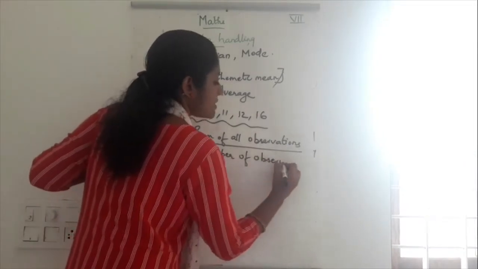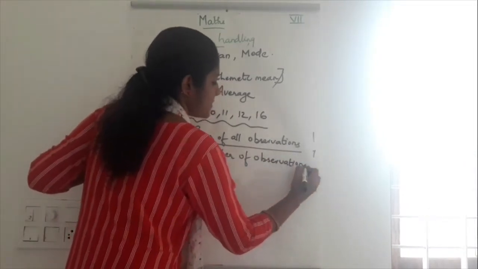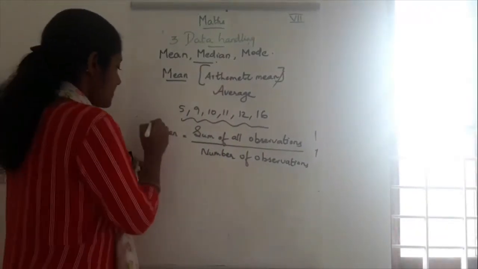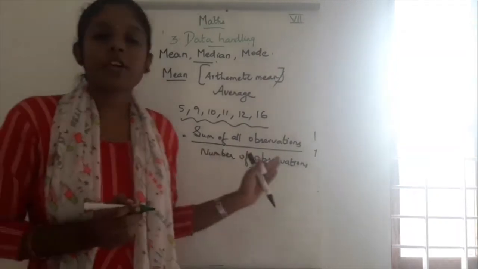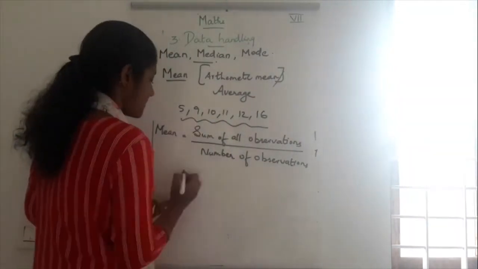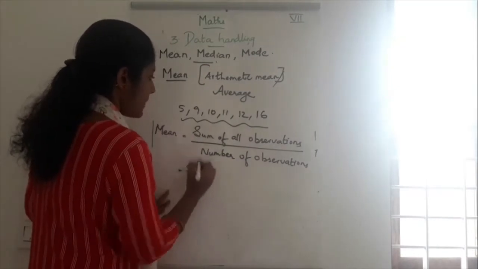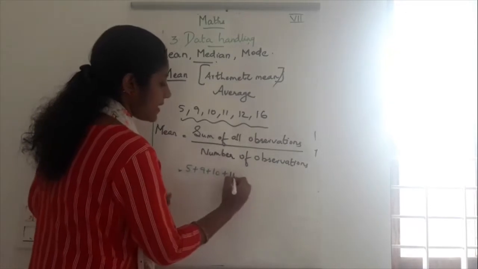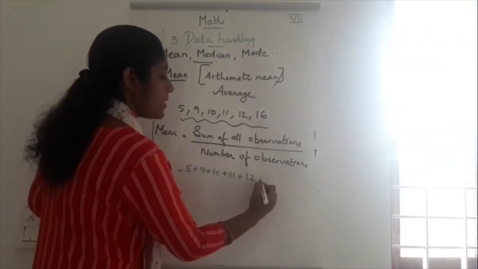Sum of all observations by number of observations. So how will you find the mean? This is the equation to find the mean: sum of all observations by number of observations. That is, we will take the sum of these observations, that is 5 plus 9 plus 10 plus 11 plus 12 plus 16.